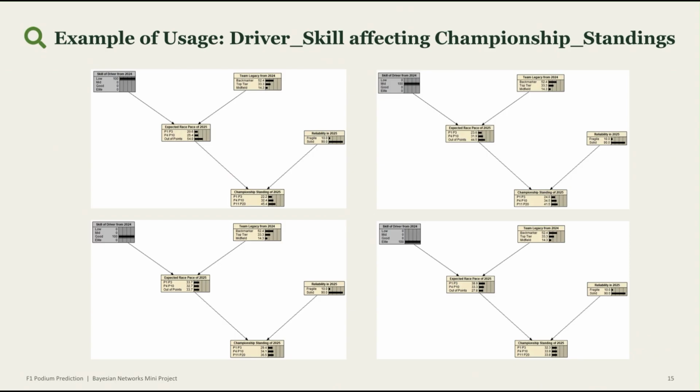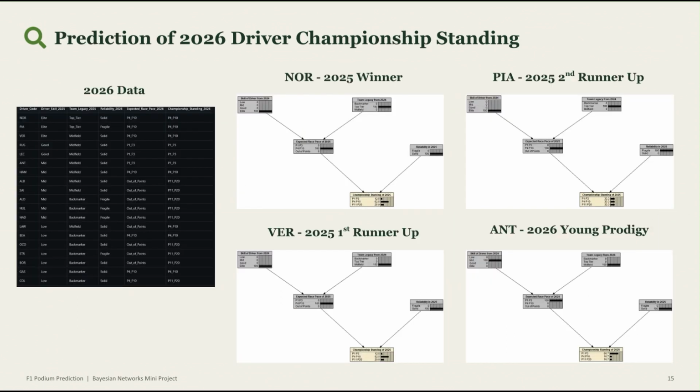Then we try to play with the driver skill values. Low driver skill tends to end up lower in the championship standing, and higher driver skill tends to end up on the higher side of the ranking. And then we want to know what happens if we use the 2026 season data, based on last season.